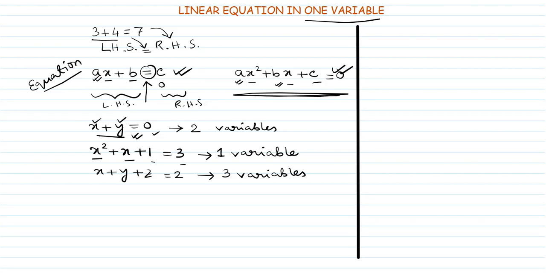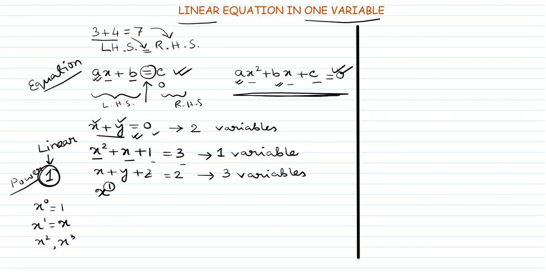Now, to understand the meaning of linear, what is it? We need to check whether the power of the present variable, whatever is there, is 1 or not. Only the power 1 will be allowed to be a linear equation. Power must be 1. Power of the present variable must be 1, highest one. Okay. So obviously we know that x to the power 0 is 1, x to the power 1 is x, and afterwards we write it like this and so on, correct?